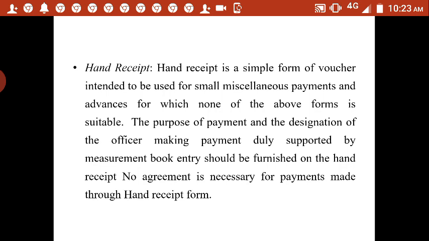So the purpose of the payment and the designation of the officer making the payment should be duly supported by the measurement book only. Of course, this has to be done by taking all considerations into account by the measurement book. The measurement book has to be maintained by the section officer, and he has to submit that measurement book to the higher authorities, saying that he has completed it. Then the hand receipt will be made, and the payment will be made.